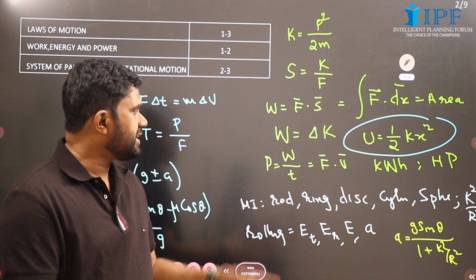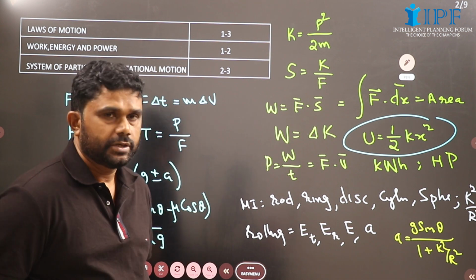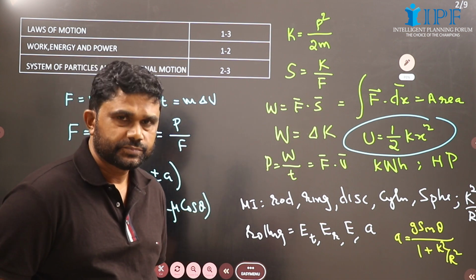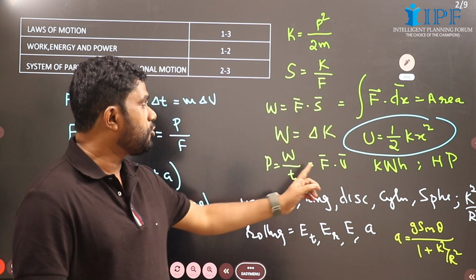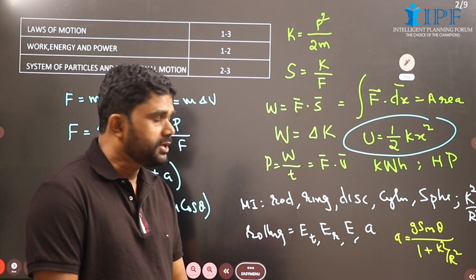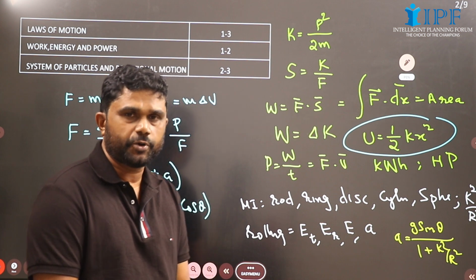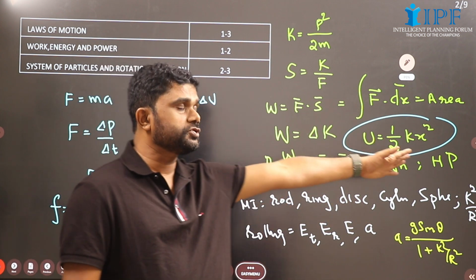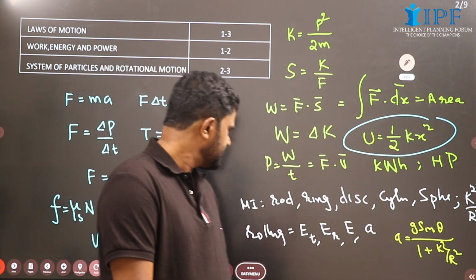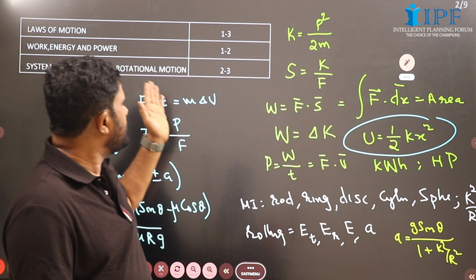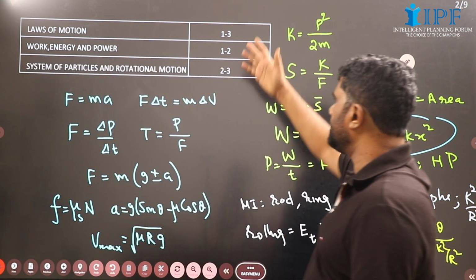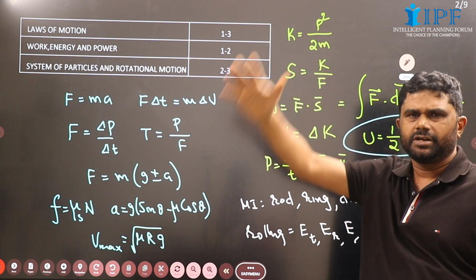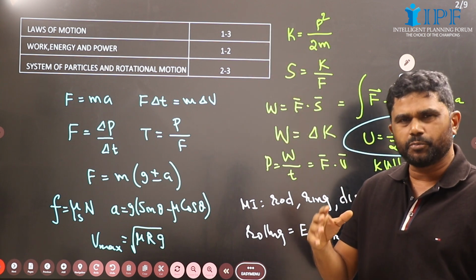What would be the energy stored in it if it is stretched by say 8 centimeter? And next, you should know power, which is work done over time, and also the dot product of force and velocity. Then you should know the kilowatt hour, it is 3.6 into 10 raised to 6 joule, and horsepower, that is 746 watts. Now from this work energy theorem you can expect mostly 2 questions.